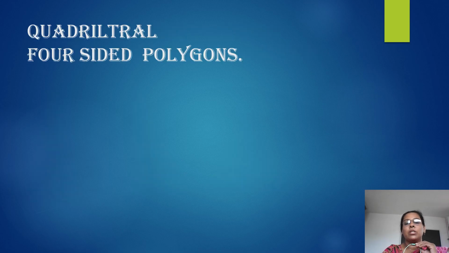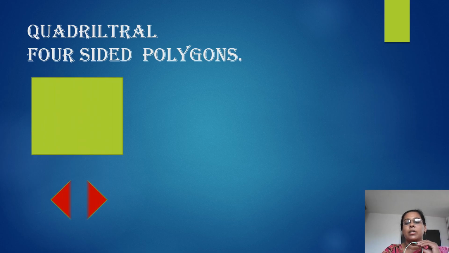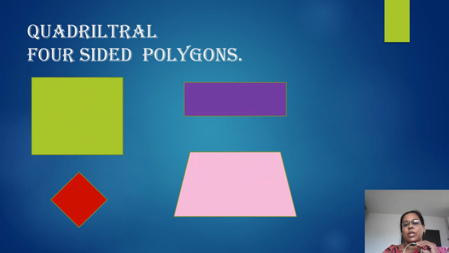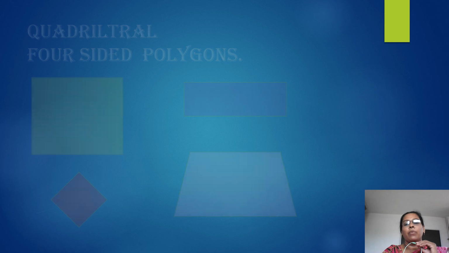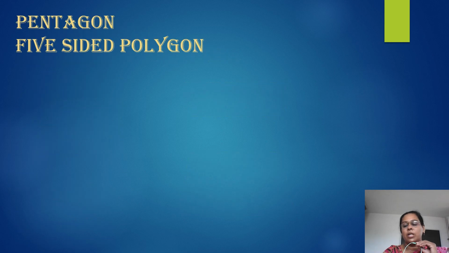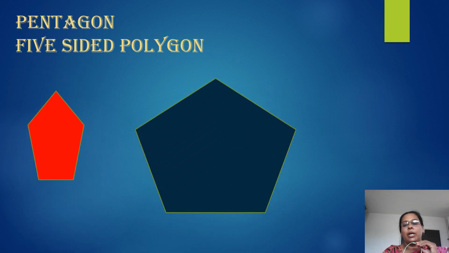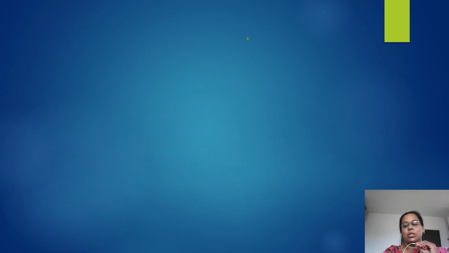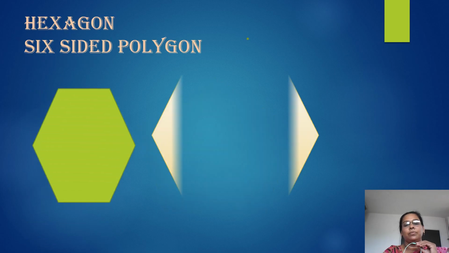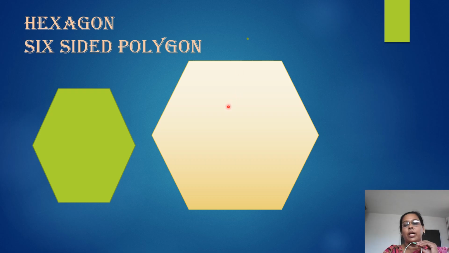4-sided polygons are called quadrilaterals. All these are 4-sided polygons. 5-sided polygons are called pentagons. See here, this pentagon is a regular pentagon and this is an irregular pentagon. 6-sided polygons are called hexagons. Regular hexagon and irregular hexagon.